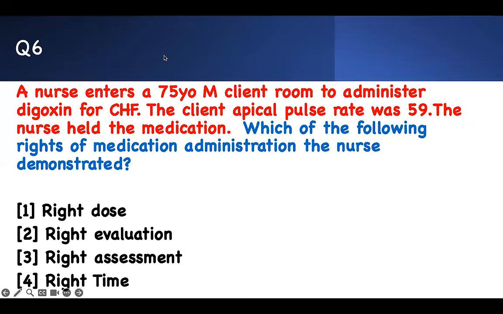Number 6. Which of the following rights of medication administration is the nurse demonstrating? A nurse enters a 75-year-old male client's room to administer digoxin for CHF. The client's apical pulse rate was 59. The nurse held the medication. Which of the following rights do you think the nurse is showing? Think about it. All these questions, stop the video, do it yourself, and then listen to the way I will approach it and see if you can master some of the test-taking strategy.